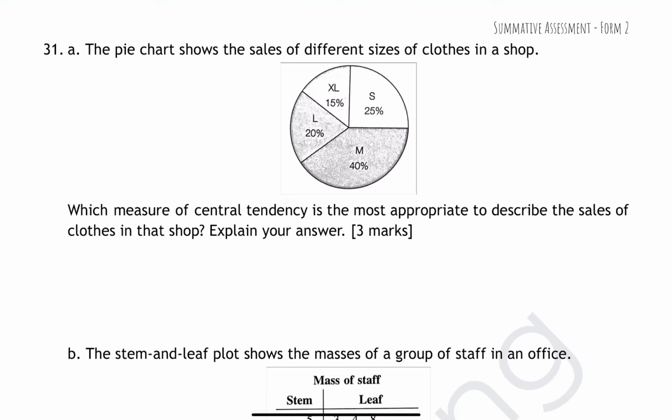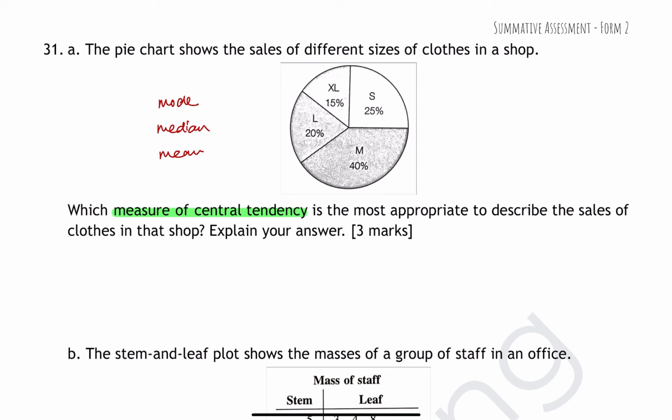Alright, so 31, the pie chart shows the sales of different sizes of clothes in a shop. Which measure of central tendency is the most appropriate to describe the sales? And you need to explain. Okay, so under measure of central tendency, you have basically three different things, which are your mode, your median, and your mean. Right? So in order for you to understand this better, you need to understand the functions of these three measures of central tendency and decide which one is the best to be chosen.